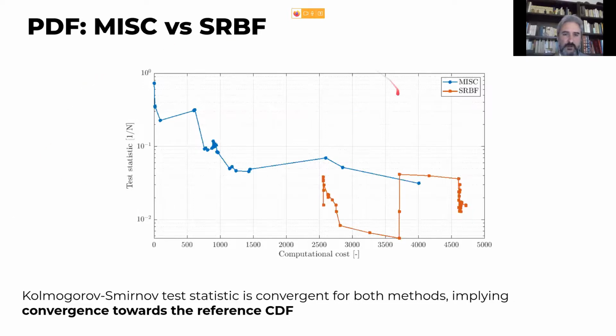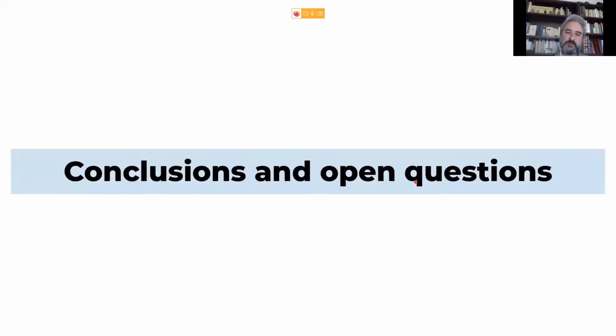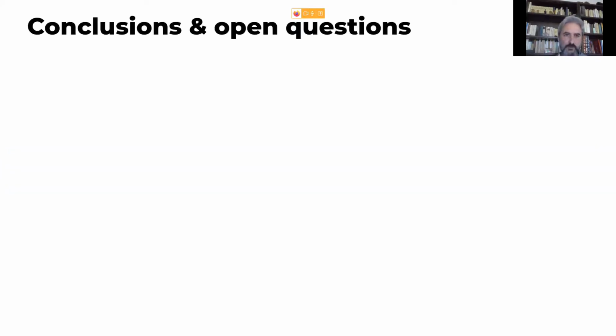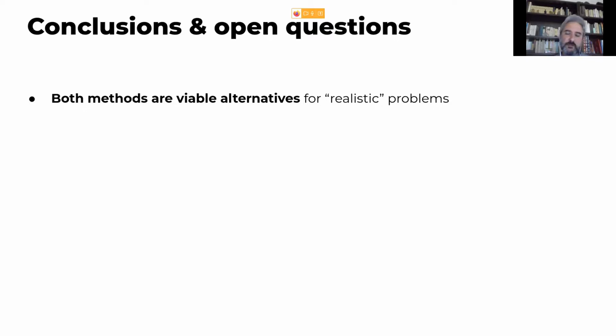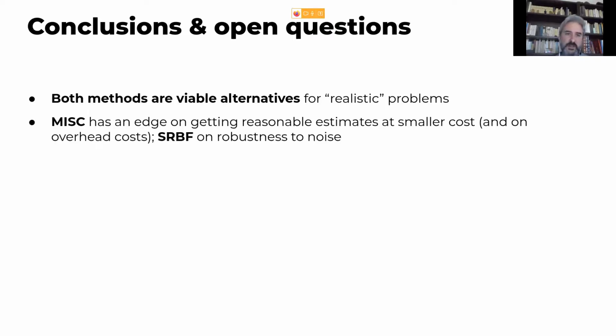This would be the convergence of the CDFs, and again, everything seems to converge to, let's say, engineering reasonable tolerances. So this brings me to my conclusion. So the conclusion is that actually, as I was spoiling you, both methods are viable alternatives for realistic problems, in a sense. MISC has an edge on getting reasonable estimates at smaller cost.